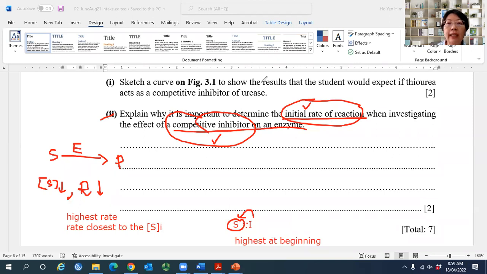Okay. Lastly, you do not measure at the end of the reaction because at the end of the reaction, there's no more reaction. So the rate is actually equal to 0. Right? The gradient of the curve is 0. So you don't measure any reaction at the end because the rate is the same as 0. All substrate is converted to product. Okay? Ken, so do you want to see the mark scheme?